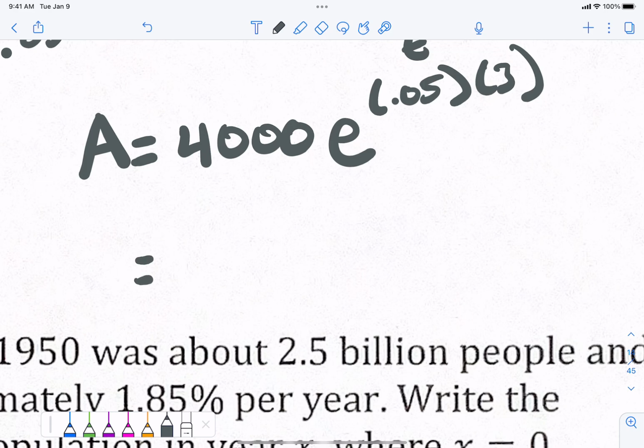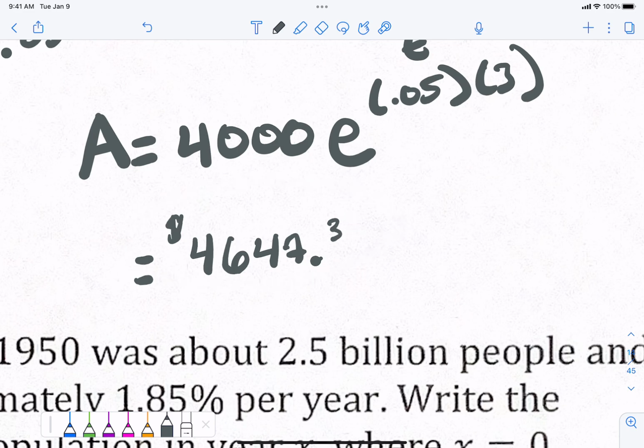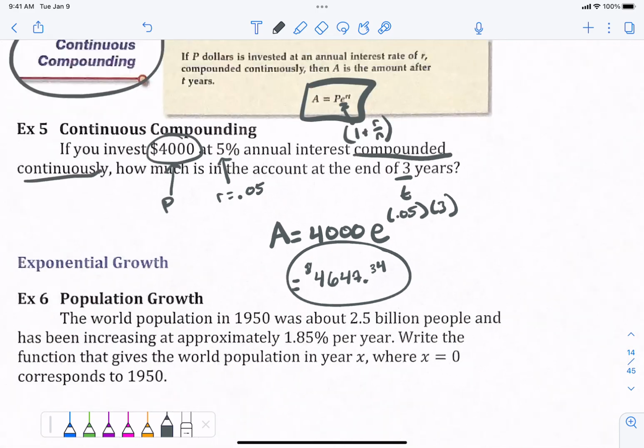If we compound it continuously, what will that give me? 4,000-something. 4,647.33. There you go. Give me my penny. All right, he's going to get particular about his pennies. So there's that. Got it? Good?